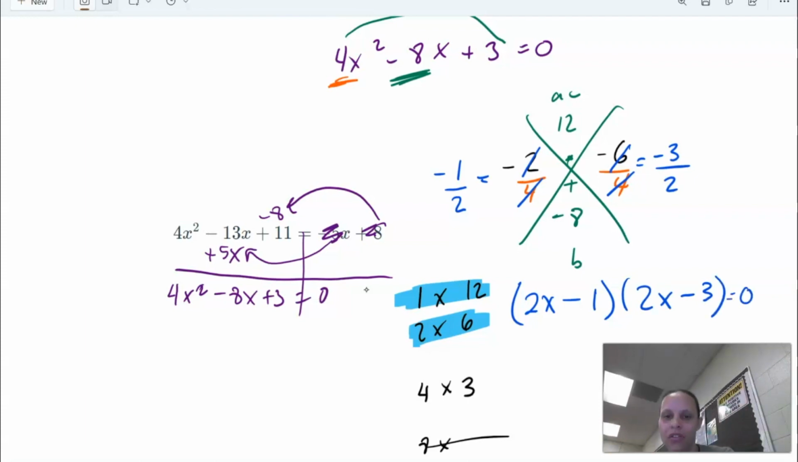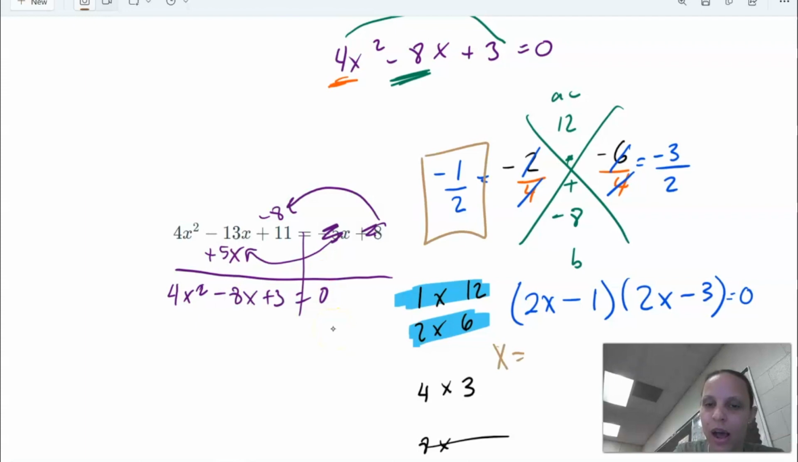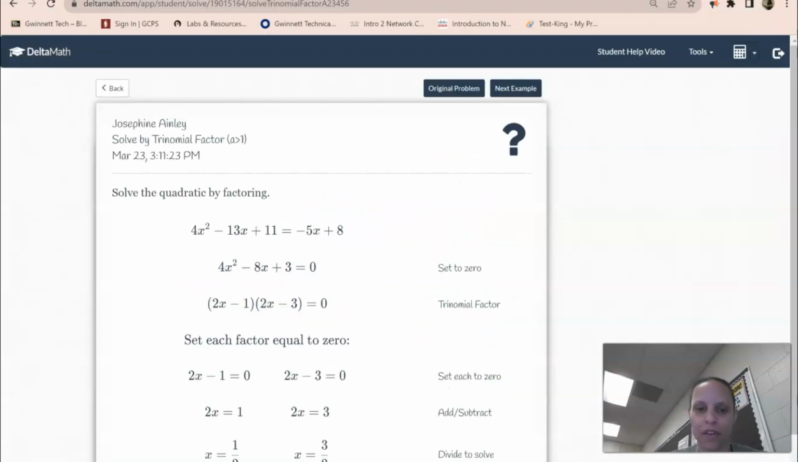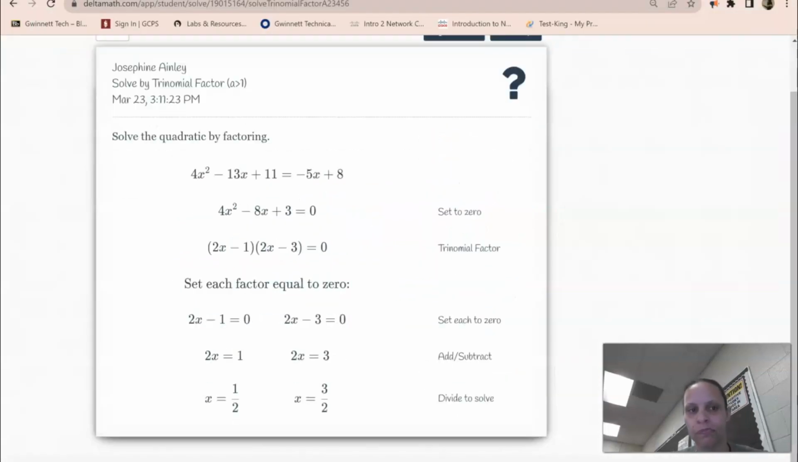Again, you can write this all out, or you can remember that the answer is just x equals your answers but opposite. So that's going to be positive 1/2, and opposite of negative 3 over 2 is positive 3 over 2. So this will be it in factored form, and this will be it if it's solved. So if the question was solved, which it is, it should be 1/2 and 3 over 2. Boom. Okay.